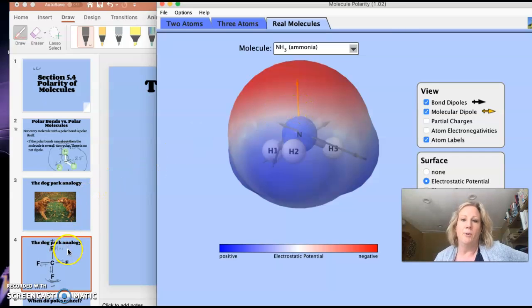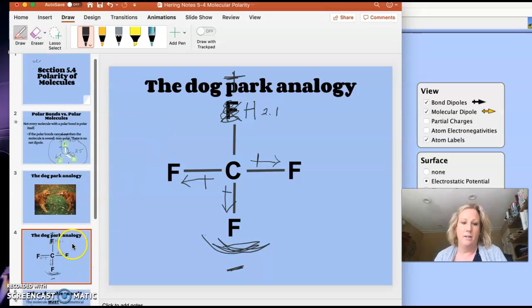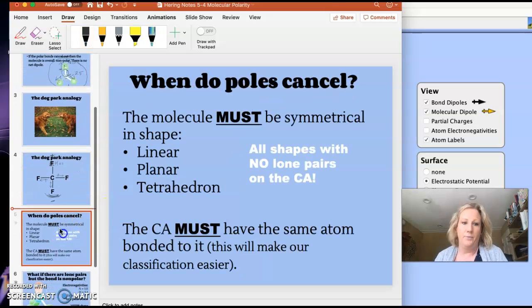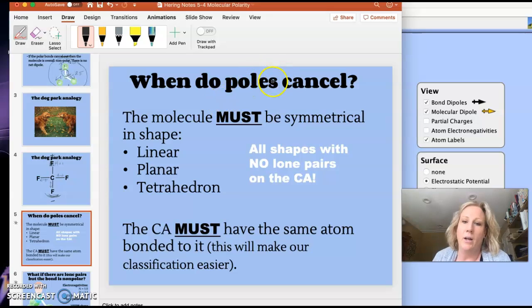And that's because there's a lone pair of electrons sitting right there, which are negative themselves. So let me just keep going through the notes, and I don't want to make it too long. So when can you cancel out those dipoles? When do the dogs essentially pull at equal strengths, so that the toy doesn't go anywhere? It has to be a symmetrical shape. So it has to be either linear, trigonal planar, or tetrahedral.